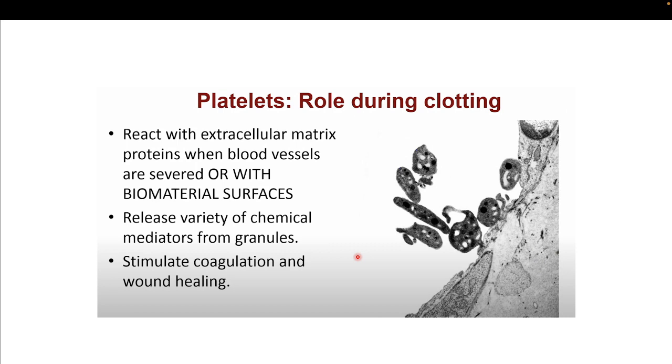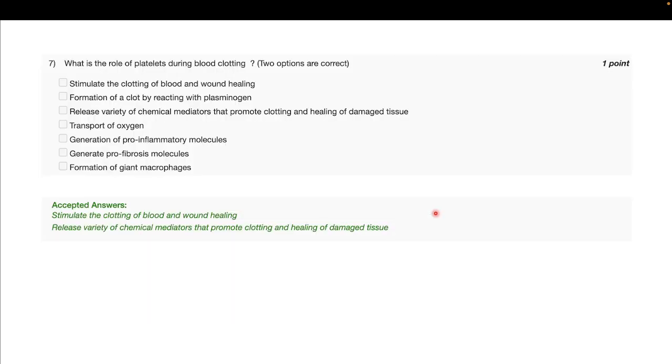First is they react with the extracellular matrix proteins when blood vessels are severed or there is an injury, or they can also react with biomaterial surface. That is why it's important to know this phenomenon. And then they release a variety of chemical mediators from their granules. So platelets are very granular in nature. They'll release these chemotactic molecules and they will further recruit more platelets to form this clot, and they stimulate coagulation and wound healing. Rest of the options are incorrect about platelets, so the only right options are they stimulate clotting of blood and wound healing, and they release a variety of chemical mediators that promote clotting and healing of damaged tissue.